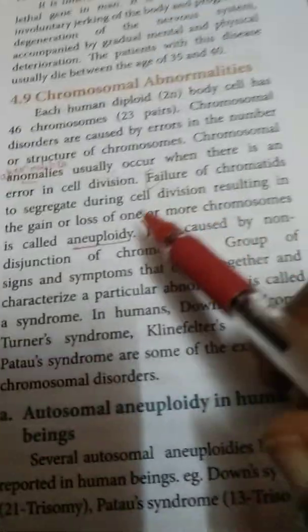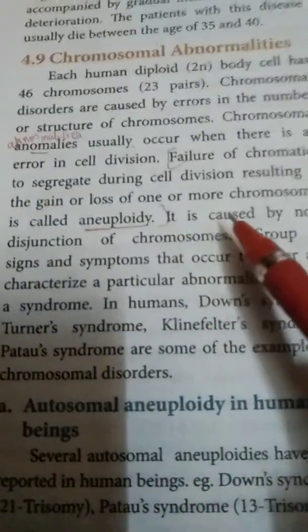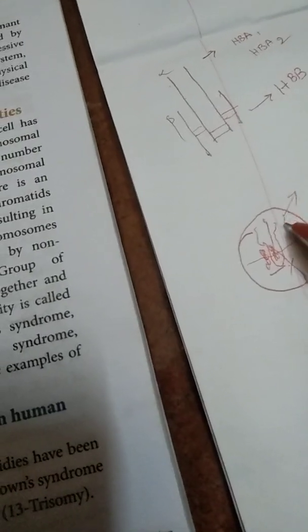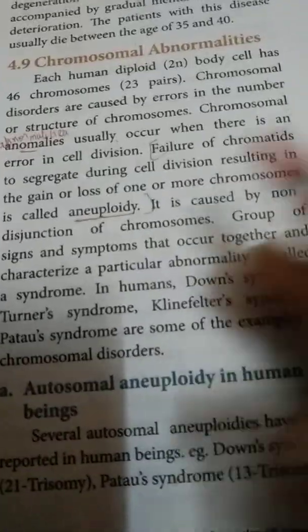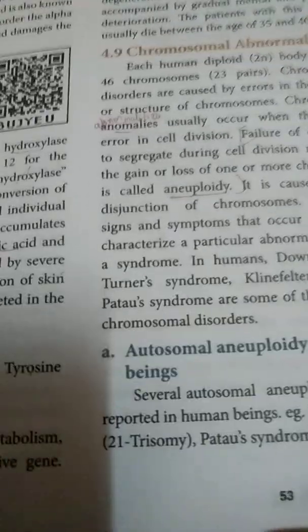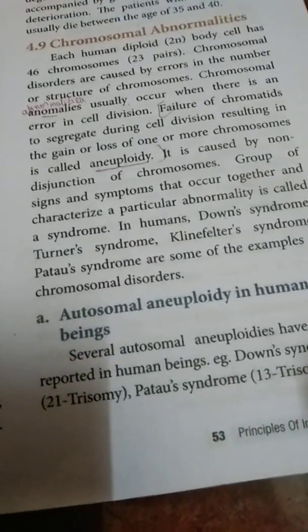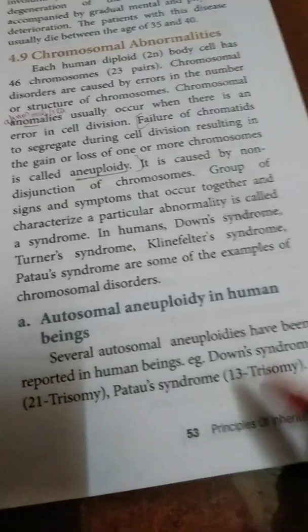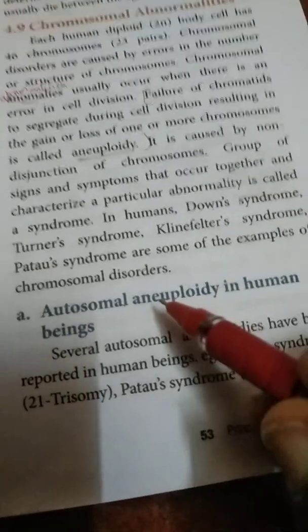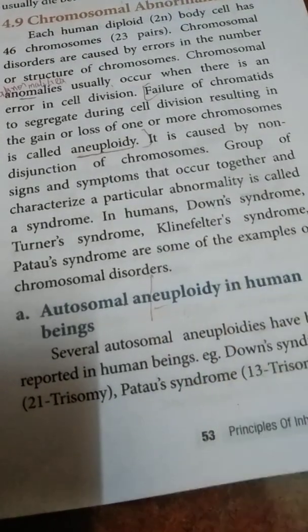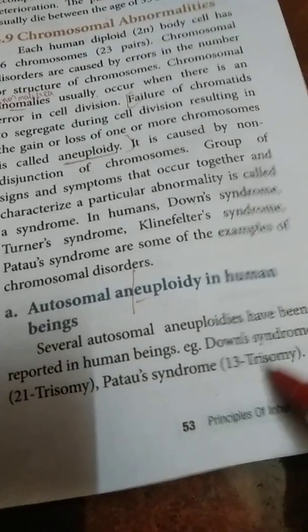This is aneuploidy: failure of chromatids to separate during cell division, resulting in the loss or gain of a chromosome. So in this cell it is a loss, and in this one a gain. That is how aneuploidy is created. Examples are given for you. It is not a normal condition; they cannot be normal. In human autosomes, if this happens, it is autosomal aneuploidy. Examples we are going to see are Down syndrome and Patau syndrome.